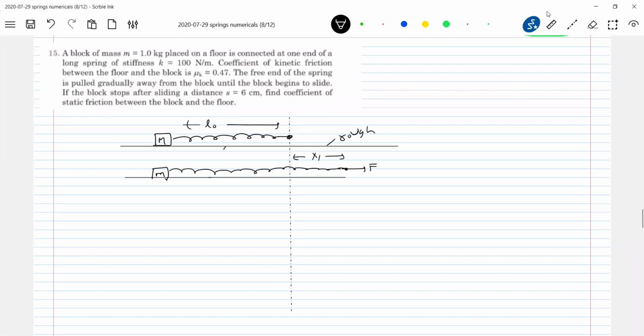When you produce some elongation, the spring force will act, and then the spring force can overcome the friction. Will you agree with this? This is a sequence. Now what happened? The block is about to shift. For that, the free end of the spring should be displaced by a distance x1. So kx1 we can write equal to mu s m g, since the block is about to shift, or you can say motion impending.